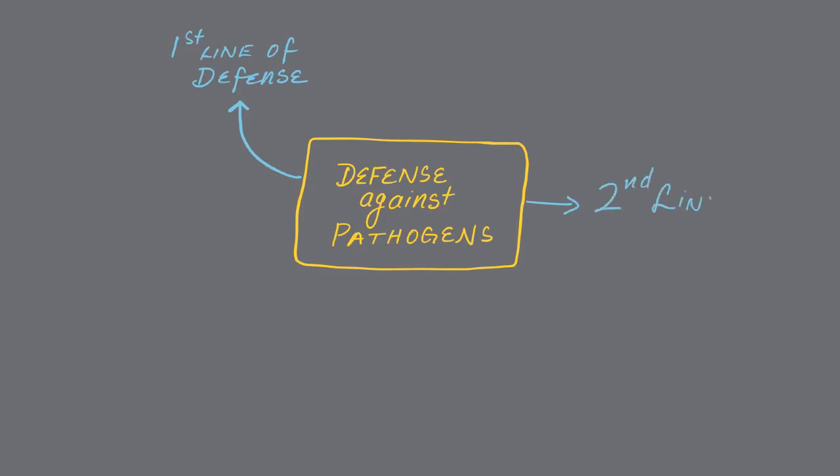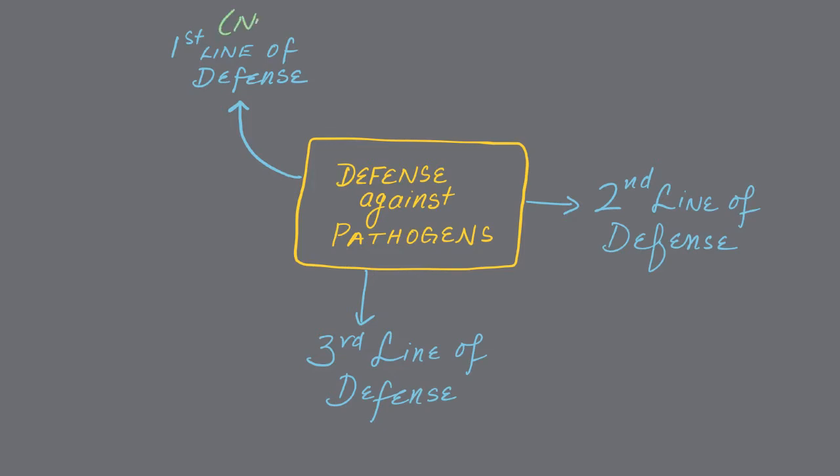The second line of defense is what the pathogen encounters after it's gone past the first line of defense. So this would be a little bit more sophisticated. So that might be your police force. The third line of defense is far more specific and it's the most sophisticated kind of defense, and this is like the special forces in the army.